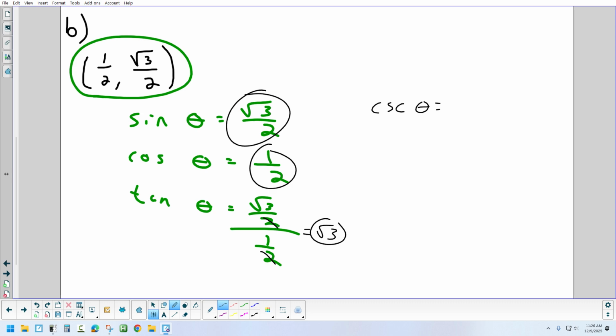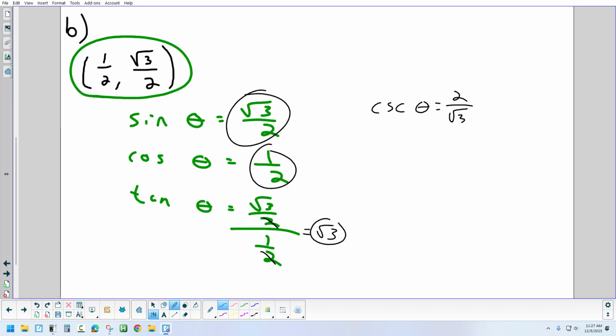Right, Maggie, how do you find the cosecant? It's 1 over 1. Okay, which means what based on the side? It'd be 1 over root 3. So what do we do? What's the easy way to find the cosecant? Yep, just flip the fraction. You just flip it. So what do you get if you flip that? Yeah, 2 over root 3.